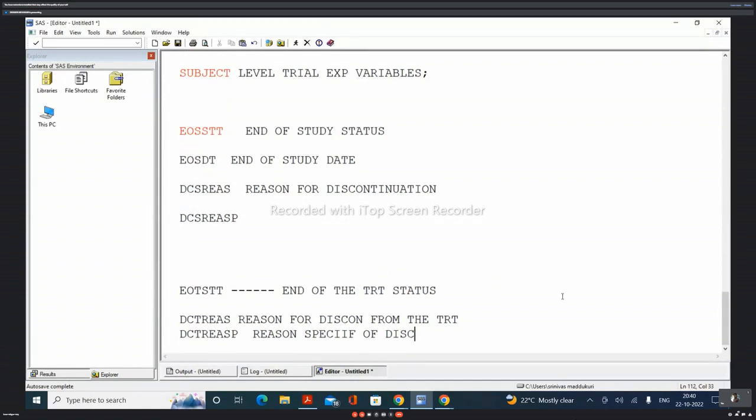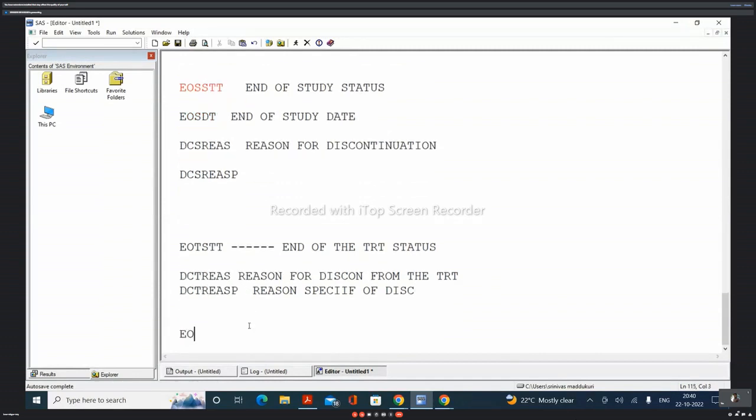We know that we are going to have a number of treatments now. Then we are going to have EOT-XX STT, end of the treatment status for period XX. So we are going to have a number of periods. Now we are going to get the EOP-XX STT. Because in the treatment we are going to have periods, now we should write about the period.